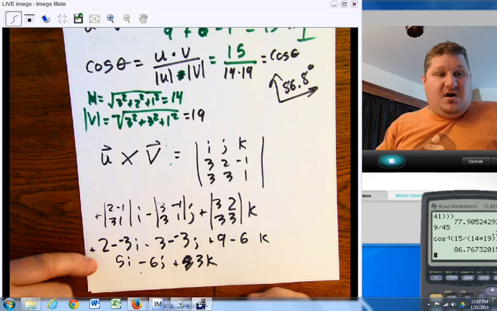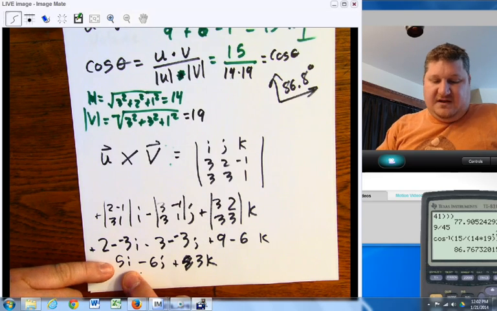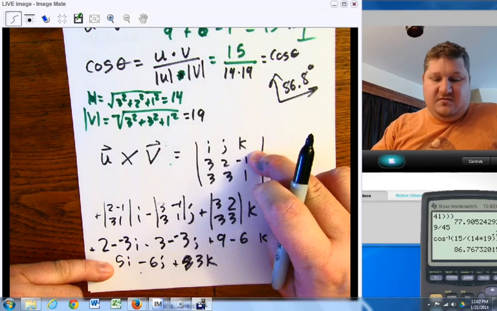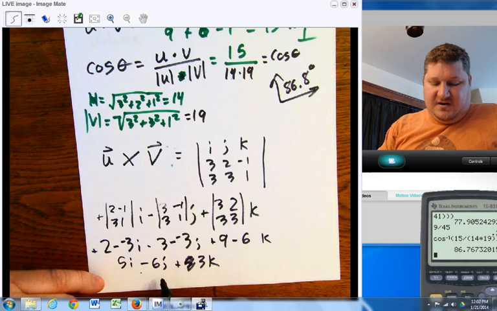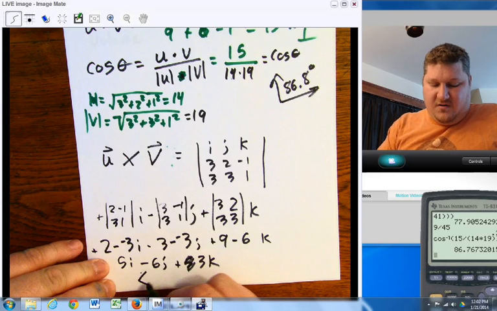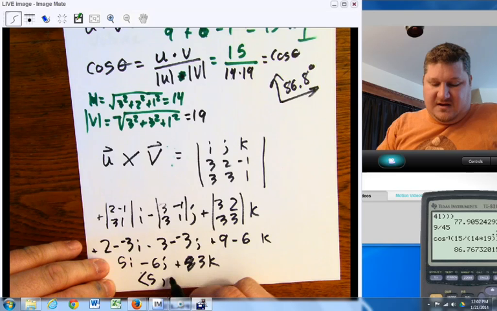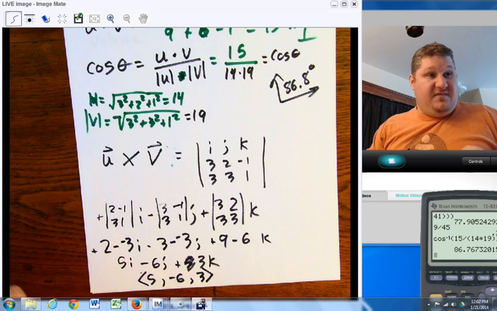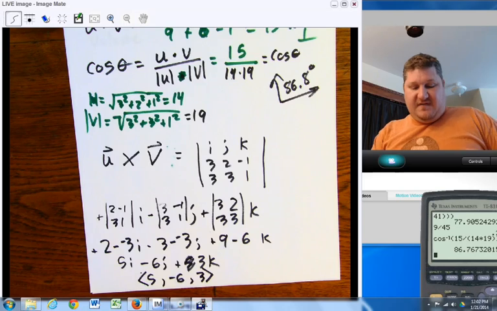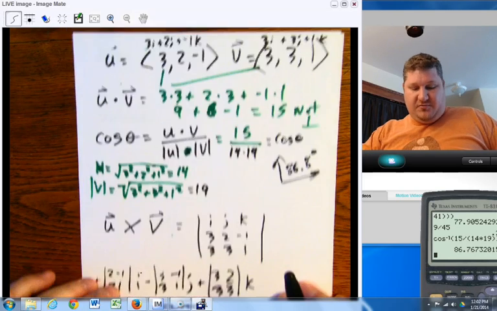3k. Our new vector that is perpendicular to both u and v is going to be 5i minus 6j plus 3k, or 5, negative 6, 3. That's what we're talking about there. That vector should be perpendicular to both.